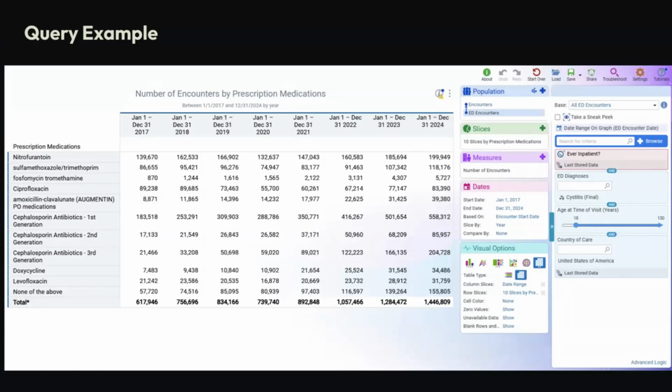Then we sliced it by prescriptions that were prescribed. So on the far left, you can see the 10 slices essentially. So macrobid, Bactrim, cephalosporins, etc. And the measure being number of encounters.